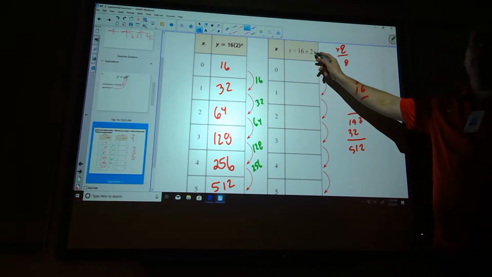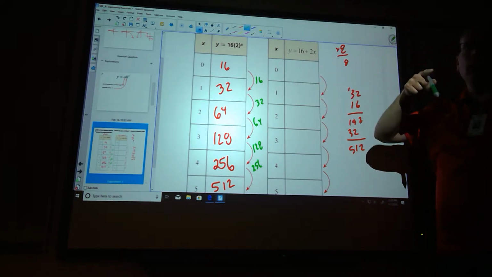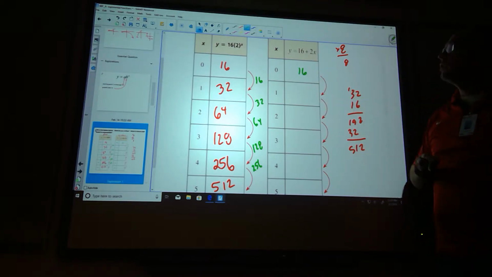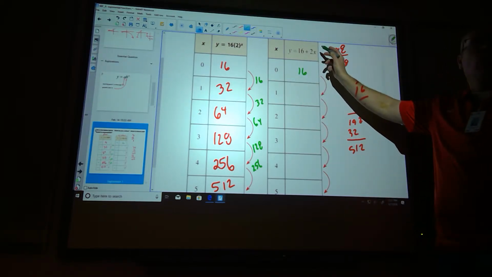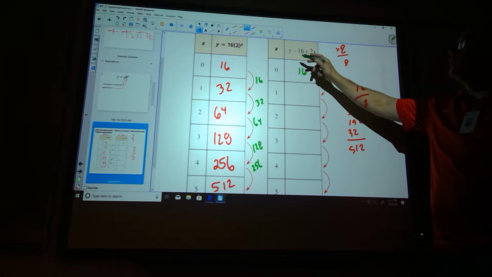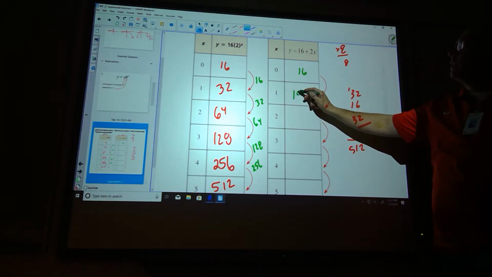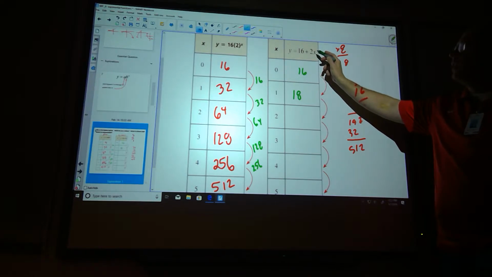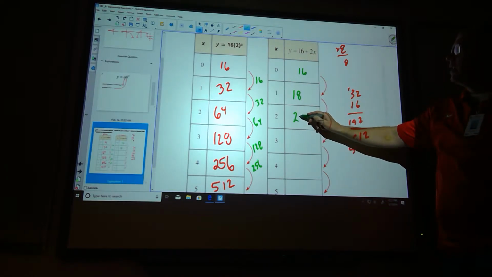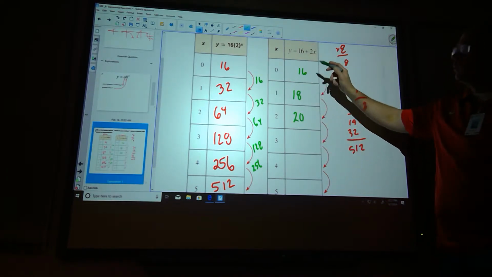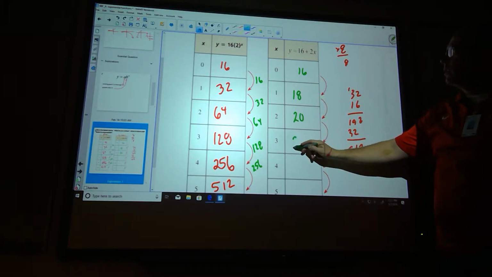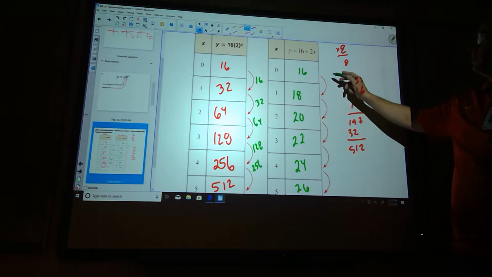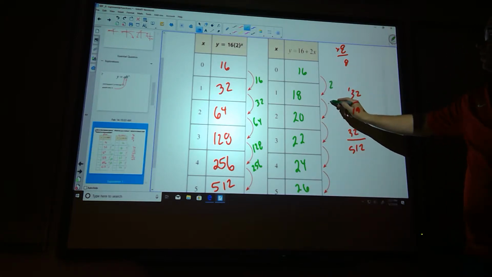If I plug 0 in, I get 2 times 0, which is 0. 0 plus 16 is 16. That's okay. Plug 1 in. 2 times 1 is 2. 2 added to that, I'm going to get 18. If I plug 2 in, I get 2 times 2 is 4. Added to 16, 20. If I plug 3 in, 2 times 3 is 6. Plus that is 22, 24, and 26. So this is increasing each time by 2.